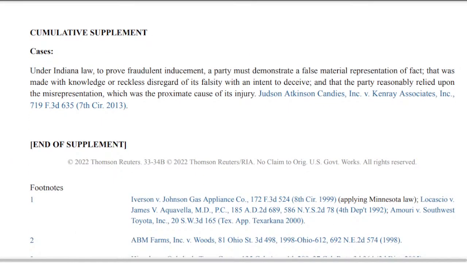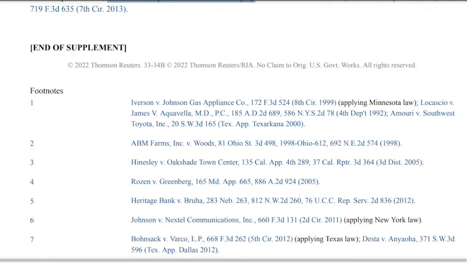In our cumulative supplement, we have some cases here under Indiana law. To prove fraudulent inducement, a party must demonstrate a false material representation of facts that was made with knowledge or reckless disregard of its falsity, with an intent to deceive, and that the party reasonably relied upon the misrepresentation, which was the proximate cause of its injury. Okay, so there it is, 7th Circuit, 2013.